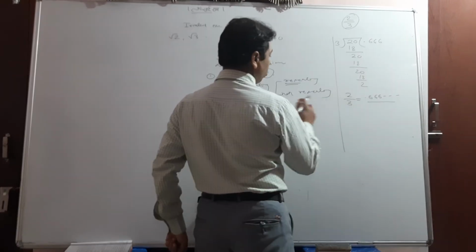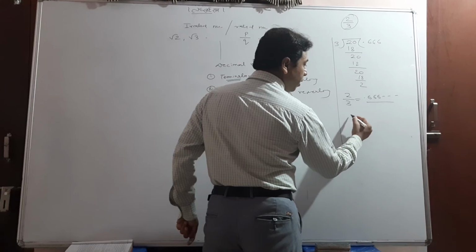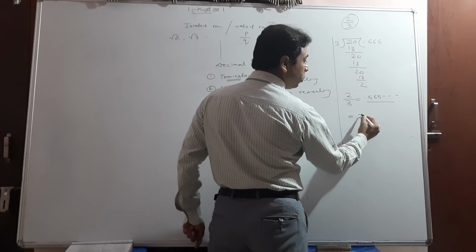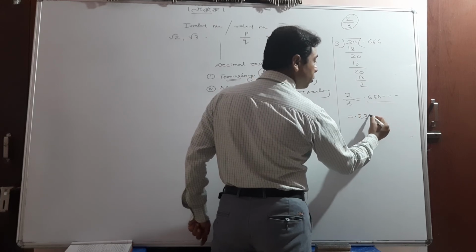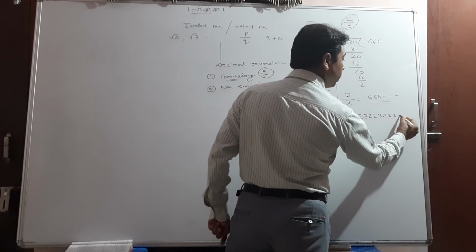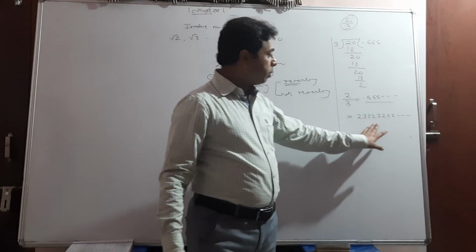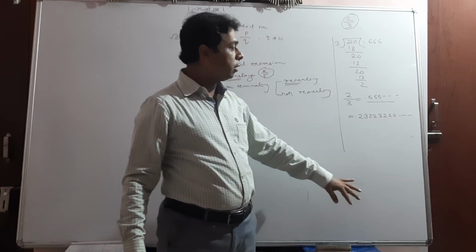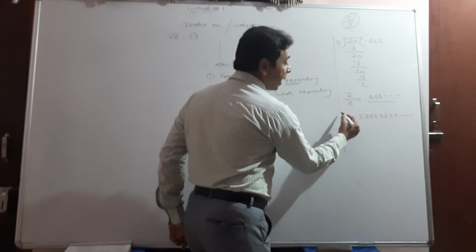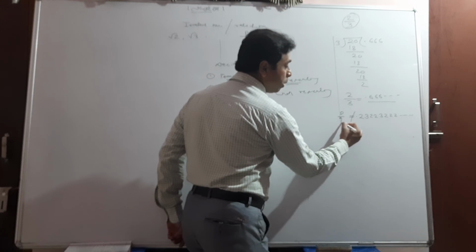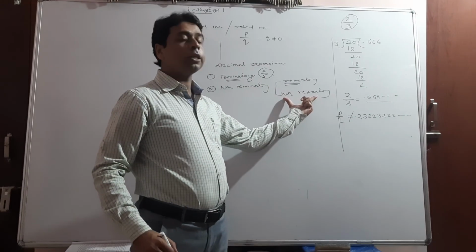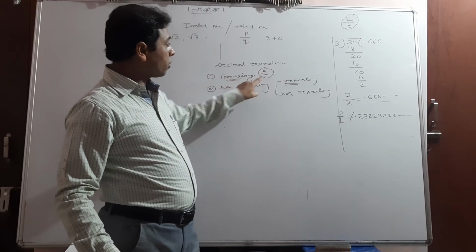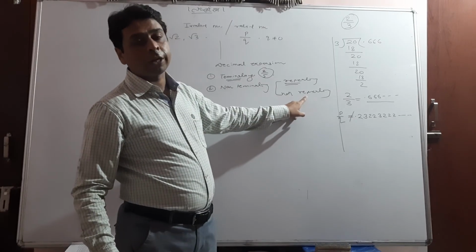But what about non-repeating? If I write a decimal expansion like 2.2322 3222 and so on, this decimal expansion is non-terminating and non-repeating. No pattern is repeating here. You can say this number cannot be written in the form of p by q, meaning this number is not rational. So this one is rational, this is rational, but this is not a rational number.